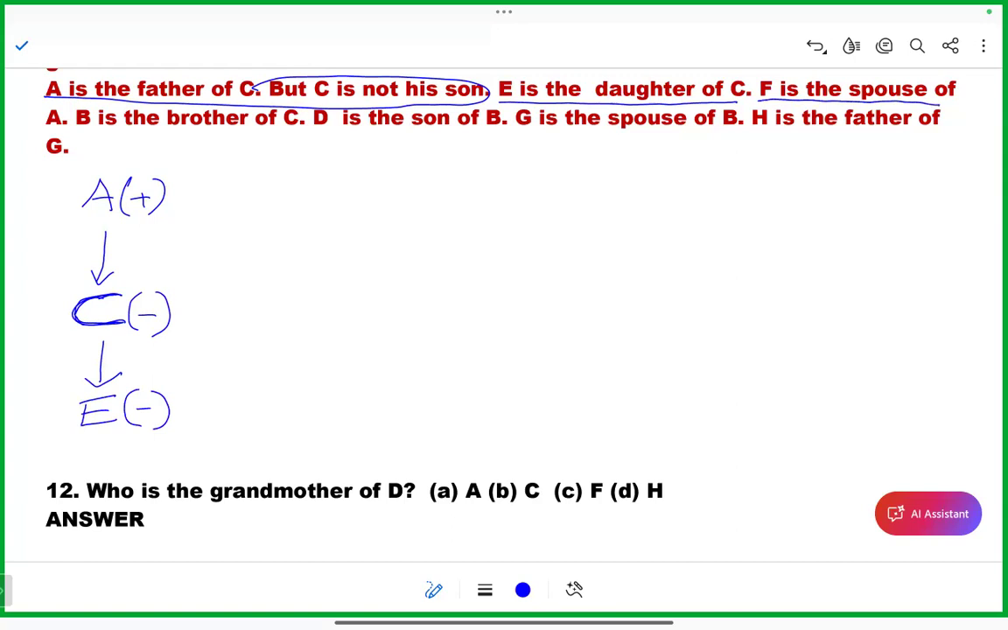F is the spouse of A. A's spouse. That means wife.